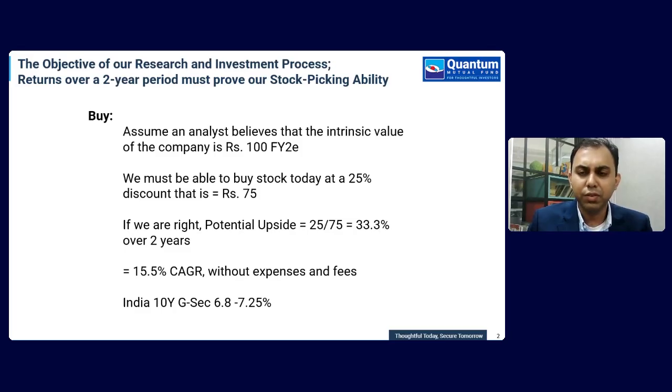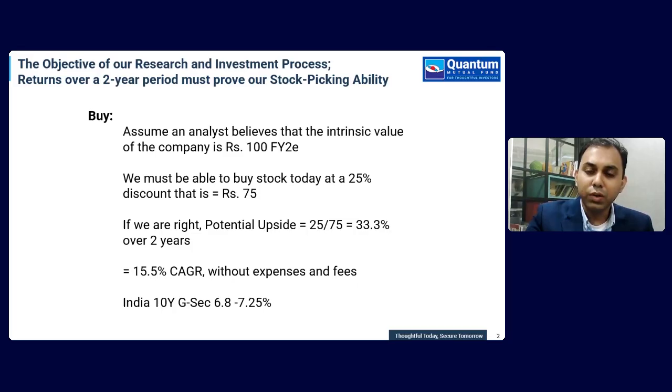For a certain set of stocks, the discounts could be higher depending upon which industry they belong to. And if our estimates are correct, over a 2-year time frame the stock should go back to its intrinsic value. The 25 rupees delta that you get on 75 equates to around 33% return over 2 years, which is roughly around 15.5% annualized. This is what we are trying to do. This would be roughly double of what you would get in a typical 10-year Indian GSEC.